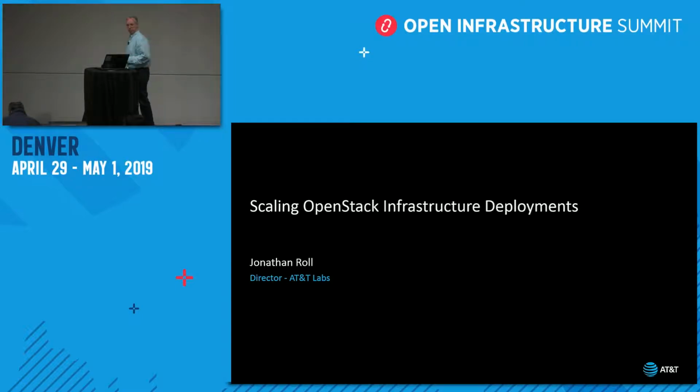My name is Jonathan Roll. I'm a director at AT&T Labs, and I'm responsible for our OpenStack eComp and virtualized network deployment within the Labs organization. So I'd like to speak with you all today about what that deployment process looks like, some of the challenges that we have in the area of infrastructure deployment, and talk about how we overcome some of those challenges so that we can scale those deployments faster and more efficiently and more safely with minimal risk.